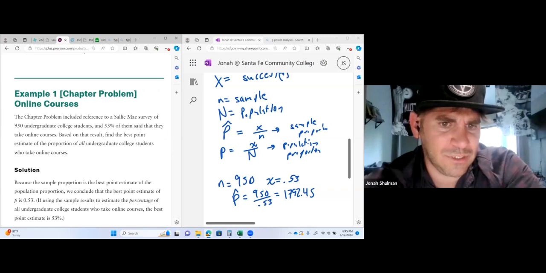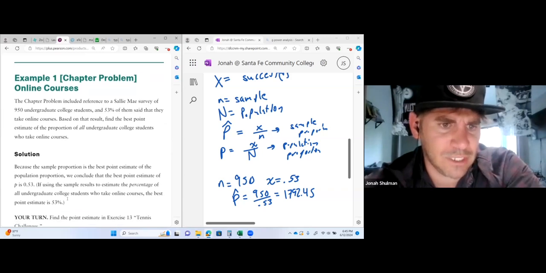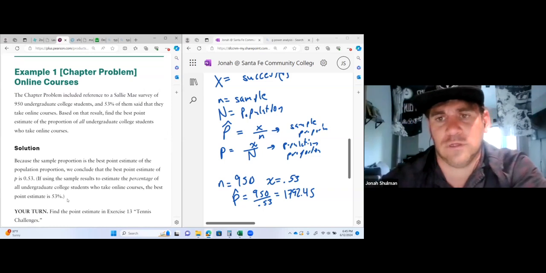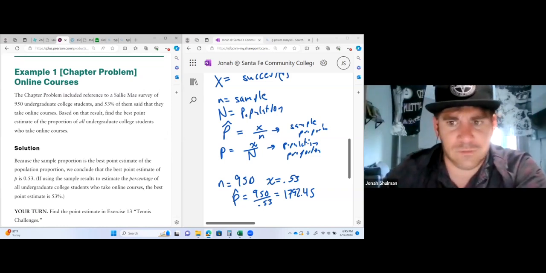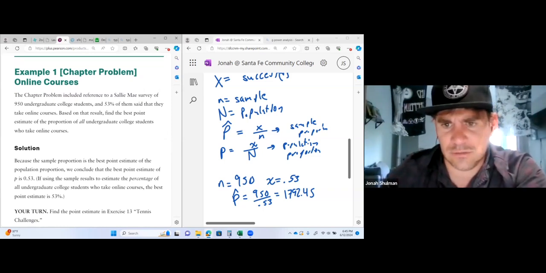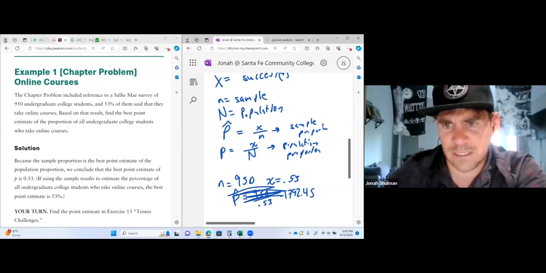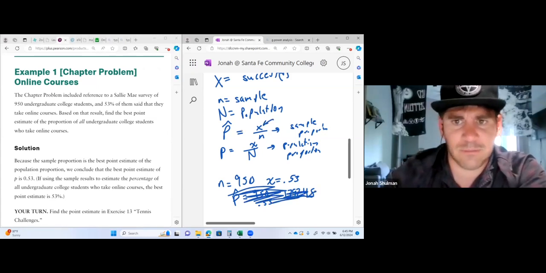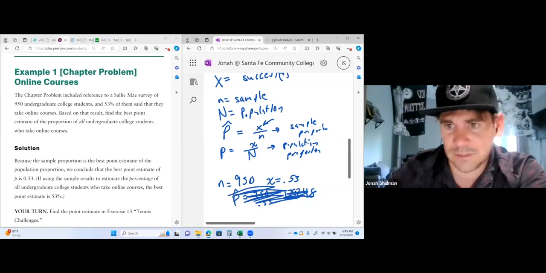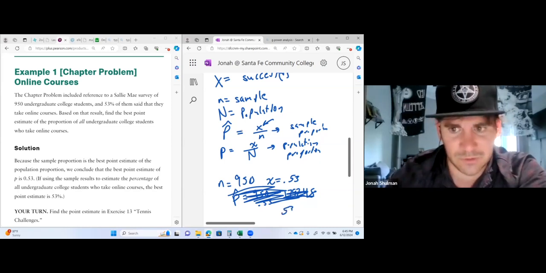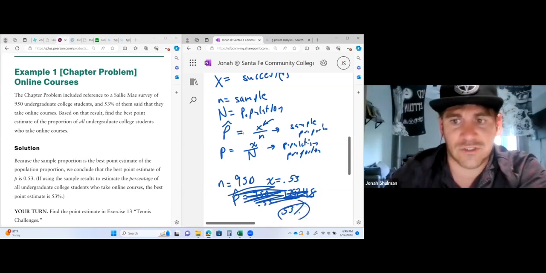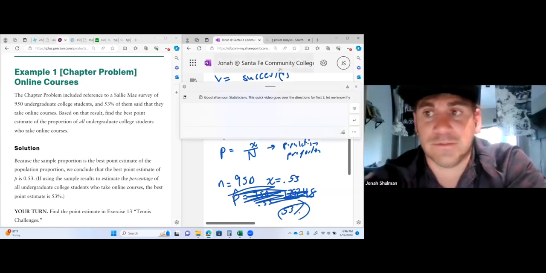Because the sample proportion is the best point estimate of the population, we can conclude that it is 53%. Oh. So I guess we don't need to actually do any mathematics or formula. As I said before, the mean from the sample is the best one. So our best choice is just 53%. Very tricky, very tricky. All right, let's keep going.